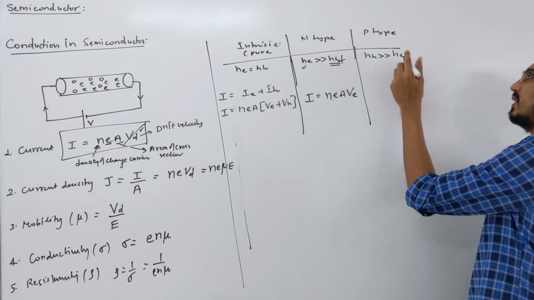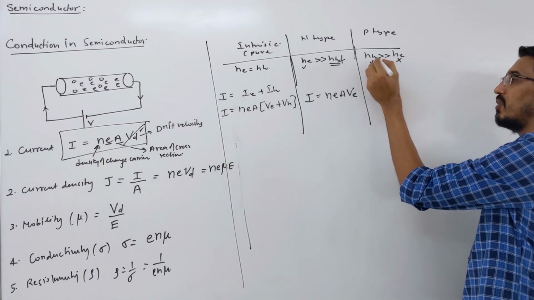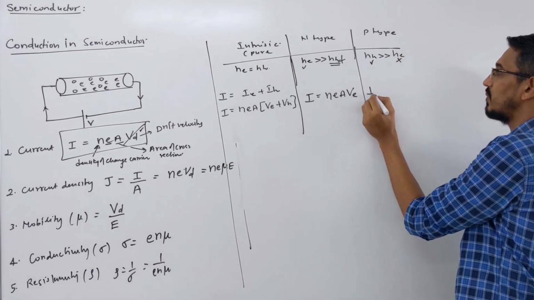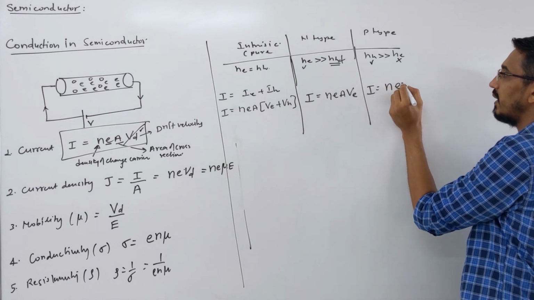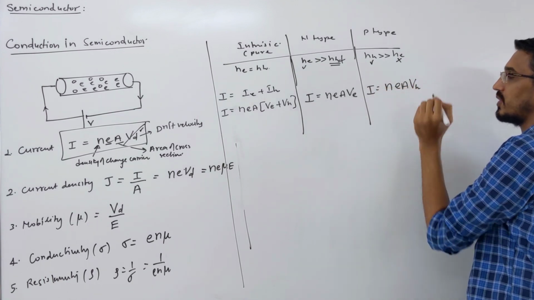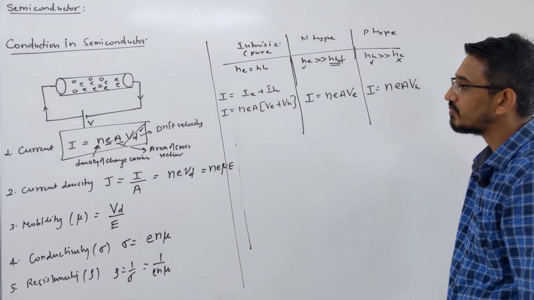And in this case, the number of electrons is negligible. Only free holes are there. So current is due to only holes. So N, E, A and V_H. This is the current, right?